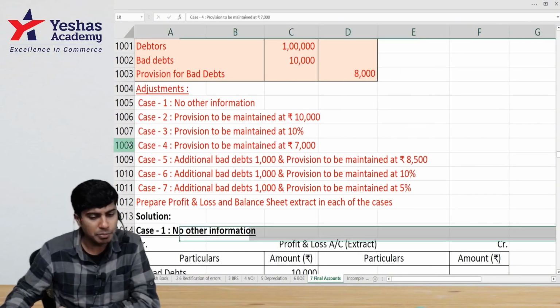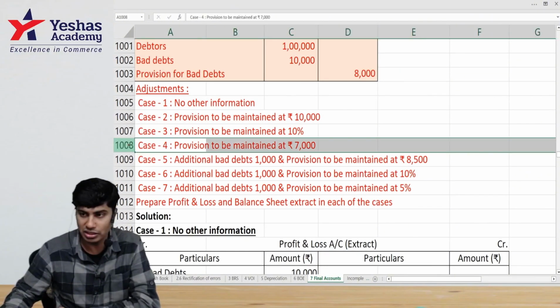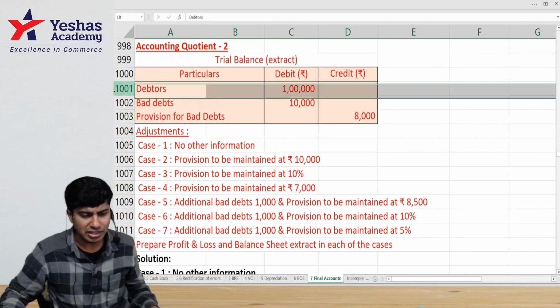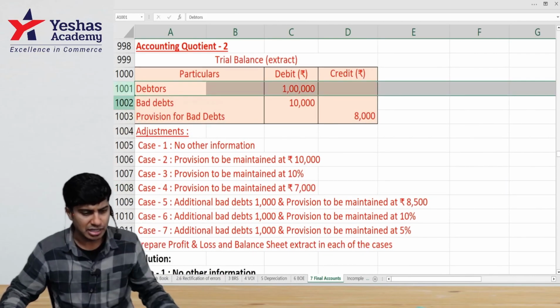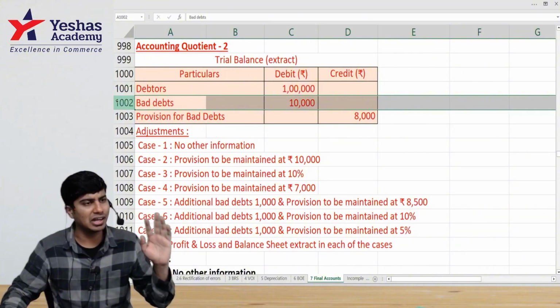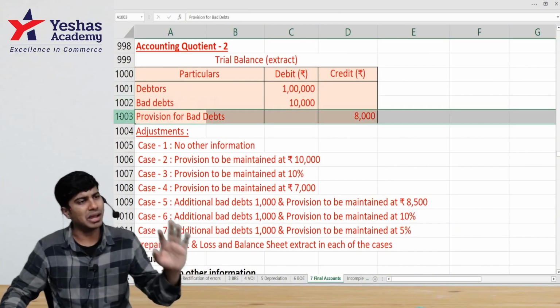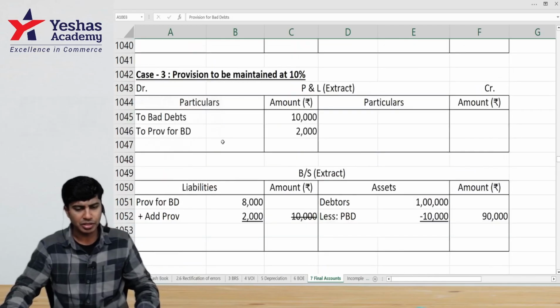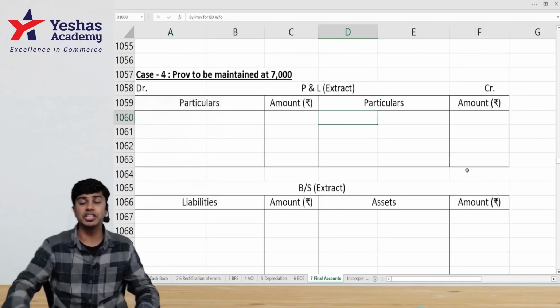Case 4, they're telling provision is to be maintained at 7,000. But let's keep that adjustment aside for some time. We'll start with debtors 1 lakh, balance sheet asset. Bad debts 10,000, P&L expense. Provision 8,000, balance sheet liability. I'll first post the items from trial balances. Shall I? We're doing case 4 where the provision is to be maintained at 7,000.